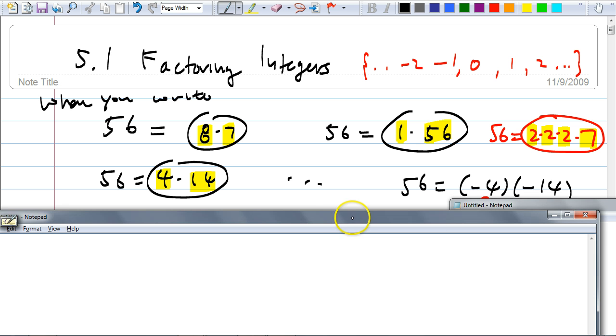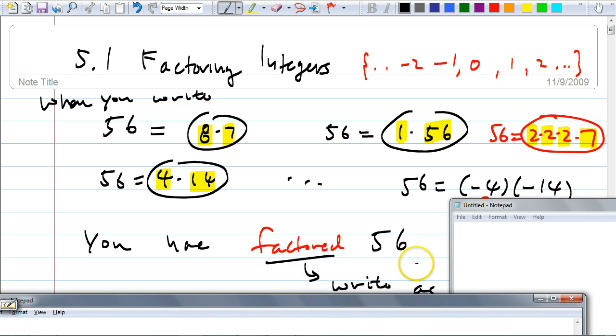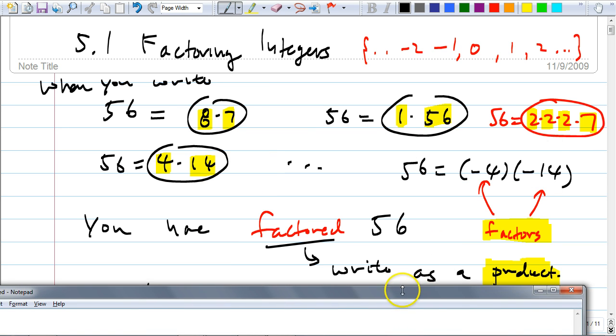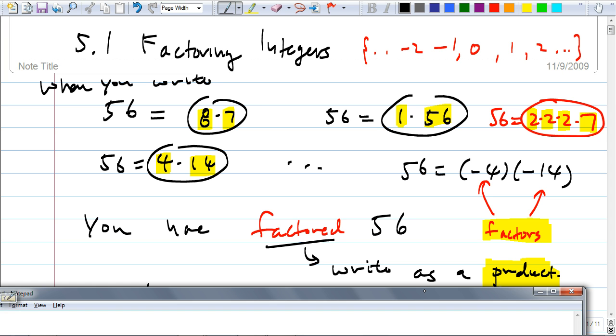Okay, so write this down. When you write things as a product, you have factored 56. In other words, you write it as a product. Samuel, did you have a question? Yeah. When factoring, are you allowed to use exponents? We'll get there in a minute. Okay, very good question. So the question is, are you allowed to use exponential form? The answer is yes. As a matter of fact, later, when you factor things, I'm going to ask you to write it in exponential form. So we'll get there in a minute.